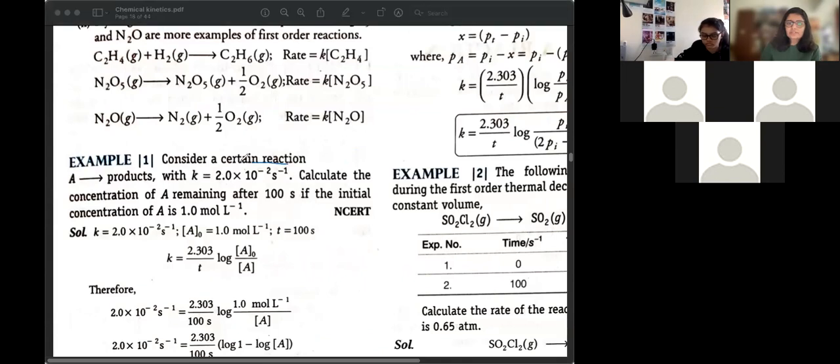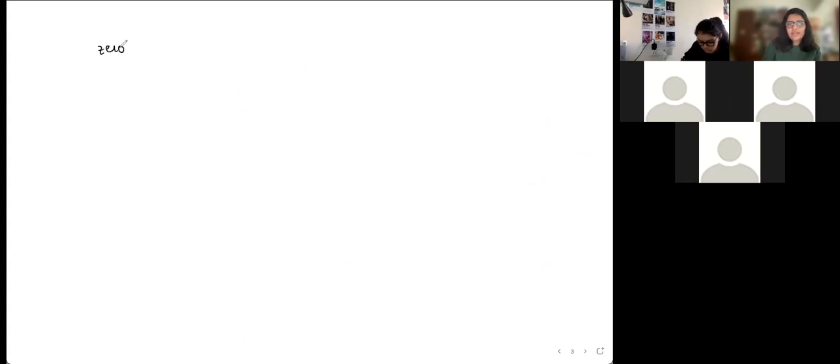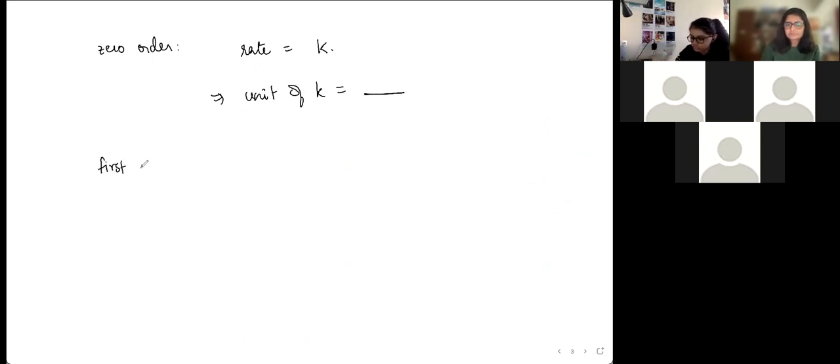So here the rate constant is given. For zero order reaction, I'll put it on the board so that it's easy. For zero order reaction, rate is equal to K into concentration raised to the power 0. That's it. Which means, what will be the unit of the rate constant? Ansh? For zero order reactions, what is the unit of K?